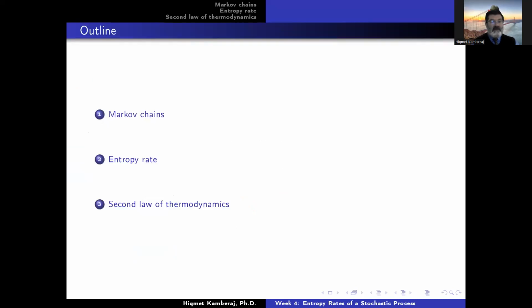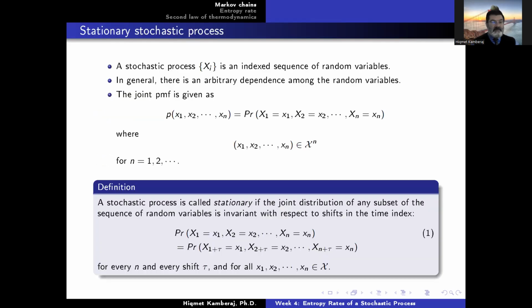The outline of the lecture for today includes Markov chain, entropy rate, second law of thermodynamics. First, I'll talk about the Markov chain. Initially, I'll define a stationary stochastic process.